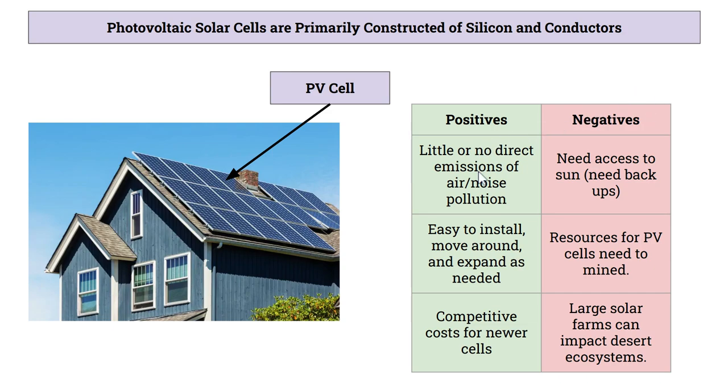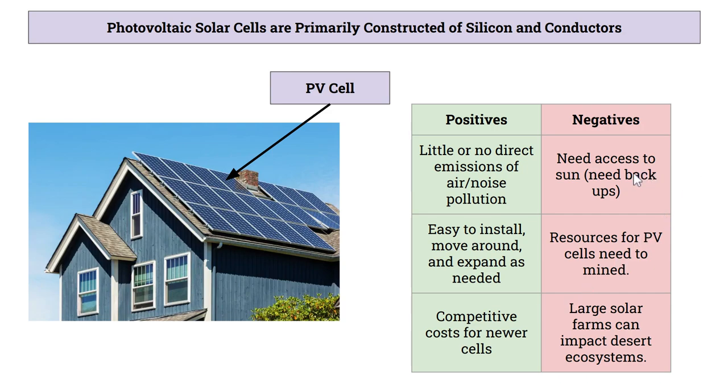First, there's little to no direct emissions for pollution in either the air or noise pollution. They're easy to install. So you can see here, we can put them right on our roof. So we're not using up land or anything like that and having to destroy ecosystems in order to build these at a usable level. And each year they become more and more competitive in terms of costs because as technology gets better and more research is done in the area, solar cells become cheaper but also more efficient.